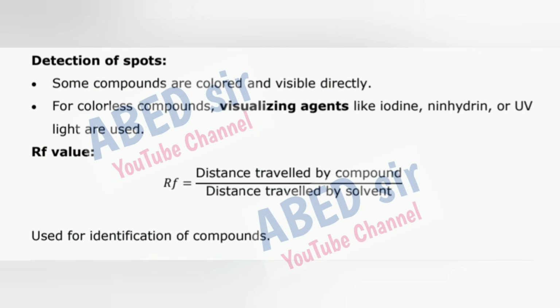Detection of spots. Some compounds are colored and visible directly. For colorless compounds, visualizing agents like iodine, ninhydrin, or UV light are used. RF value: RF is equal to distance traveled by compound divided by distance traveled by solvent. Used for identification of compounds.